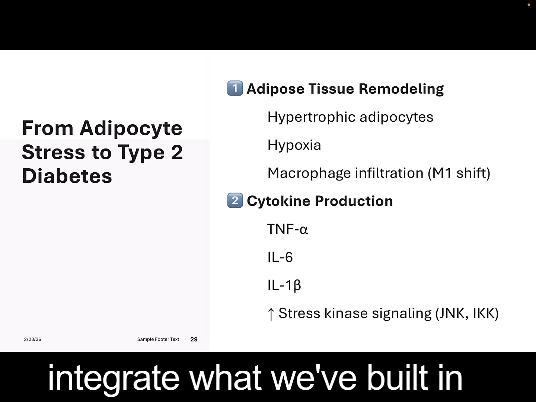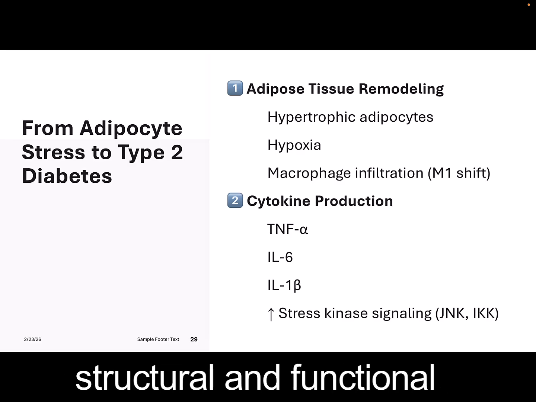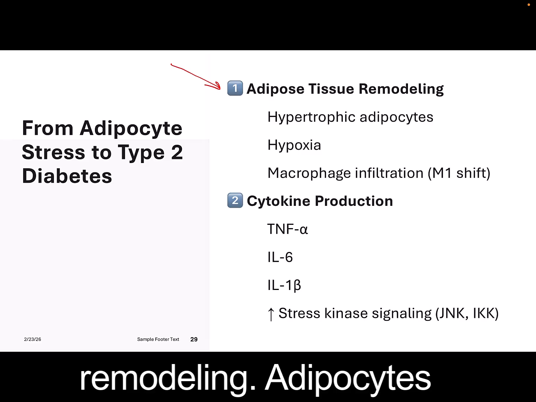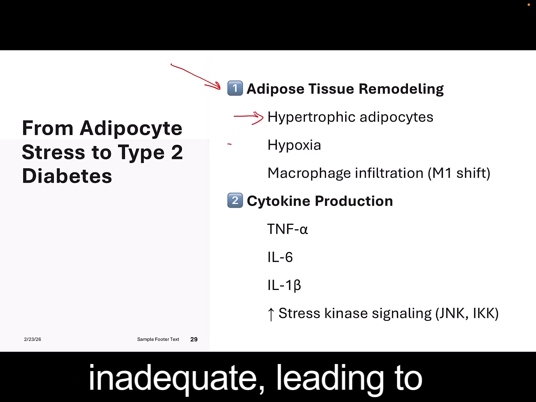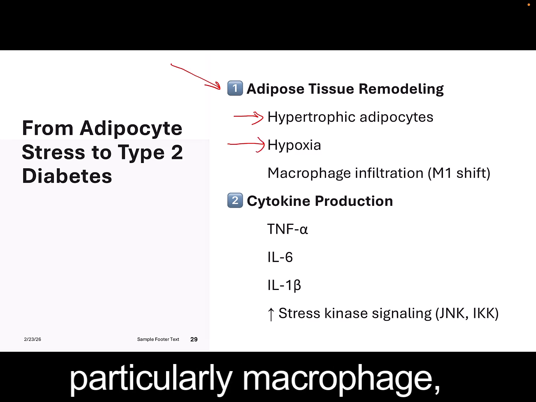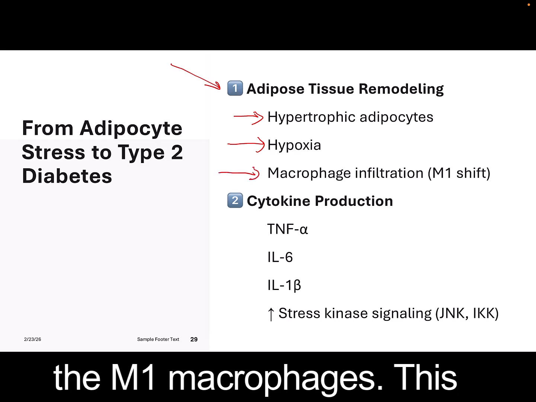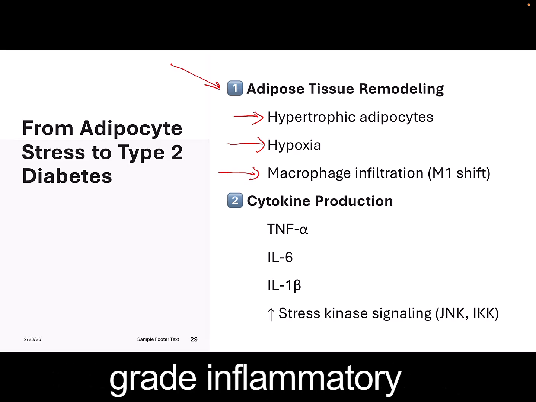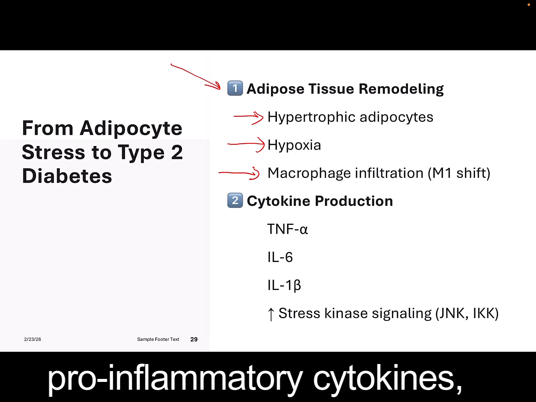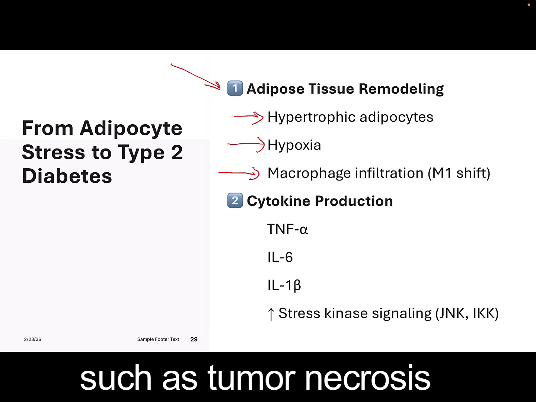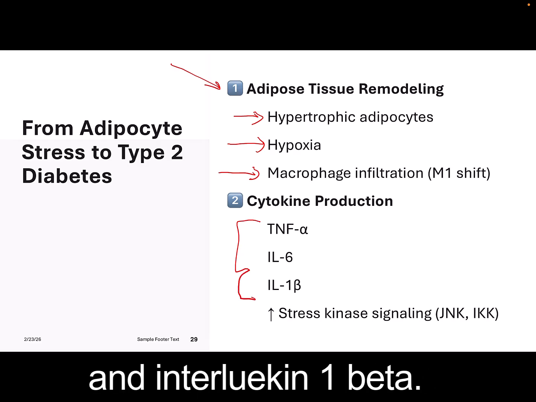So let's step back and integrate what we've built in this lecture. In obesity, adipose tissue undergoes structural and functional remodeling. Adipocytes become hypertrophic. Vascular supply becomes inadequate, leading to hypoxia, and immune cells, particularly macrophages, infiltrate the tissue, especially the M1 macrophages. This shift creates a chronic low-grade inflammatory environment characterized by increased production of pro-inflammatory cytokines such as tumor necrosis factor alpha, interleukin 6, and interleukin 1 beta.